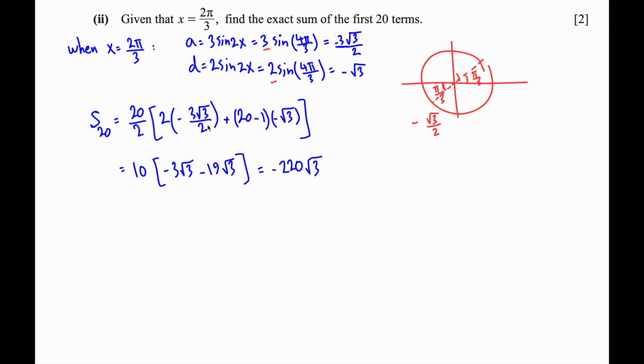Now go back here, instead of a, substitute this value. Instead of d, substitute negative square root of 3. And then over here, the 2 vanishes. Here I got negative 19 square root of 3. Together it comes out to be negative 22 square root of 3, which when you multiply it by 10, you get negative 220 square root of 3.